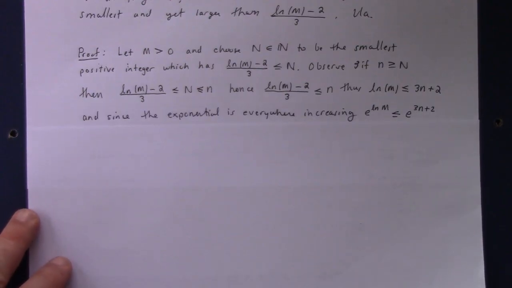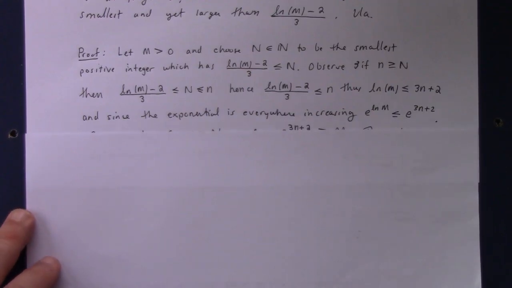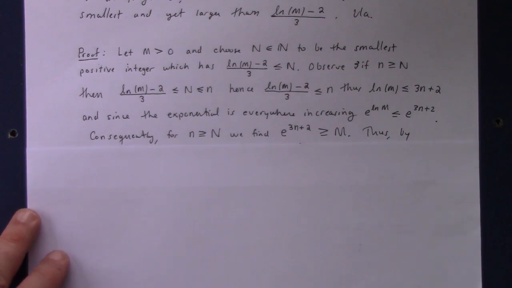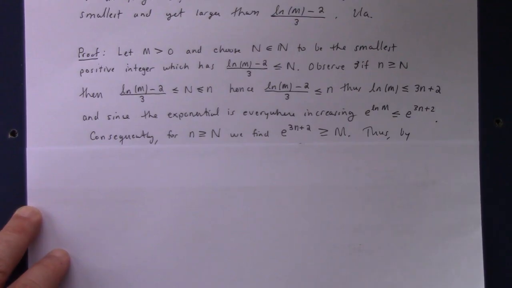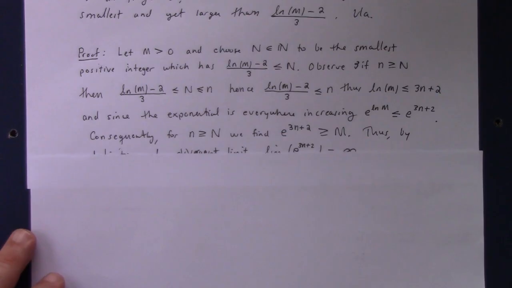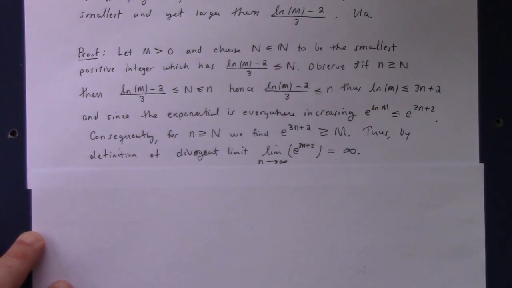And since the exponential is everywhere increasing, I can take the exponential of an inequality and preserve the inequality. By the way, you are free to use the fact that the natural log and the exponential are increasing on their domains in your homework. I'm talking about mission 10 of spring 2025, to be clear. But anyway, that gives me that m is less than or equal to e to the 3n plus 2, which of course we can reread as: if n is bigger than big N, then e to the 3n plus 2 is greater than or equal to m. Therefore, we've shown that the value of our sequence, namely e to the 3n plus 2, can be made as large as we like by taking n sufficiently far out there. And so therefore, by the definition of divergent limit, we have e to the 3n plus 2 limits to infinity.